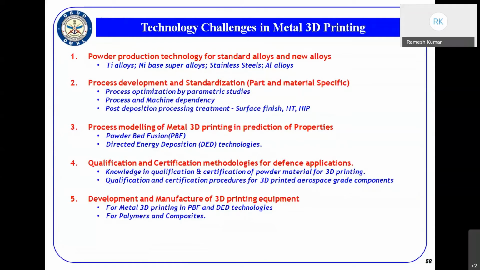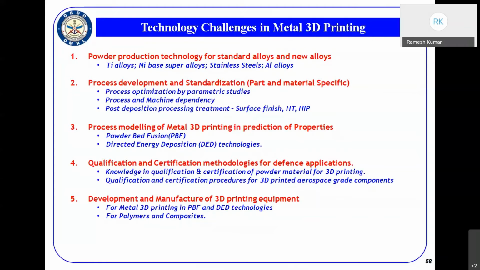Another technological challenge is the process development standardization. It is part and material specific. Every part itself is new, and every time, of course, the material can be different. The process optimization by parametric studies has to be made. Then the process and machine dependency. If it is a DED process, a different type of development activity has to be carried out, and if it is powder bed fusion, again it is a different technique.